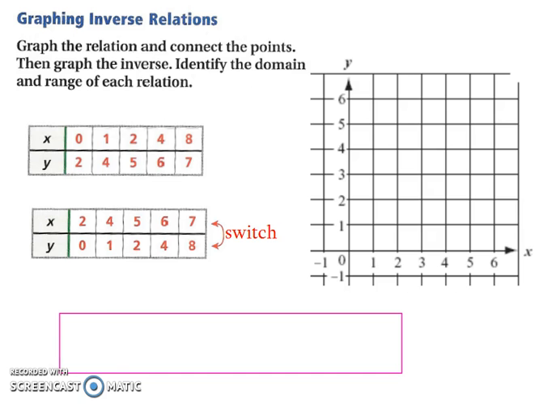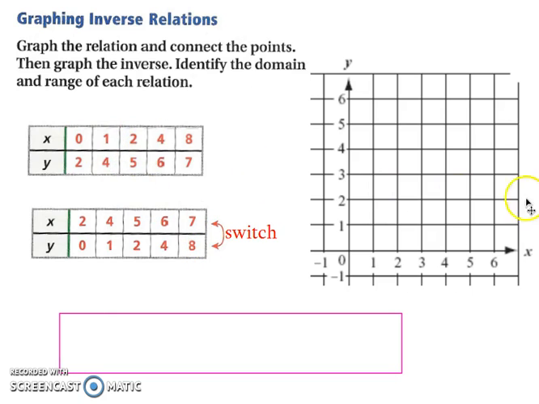Let's look at graphing inverse relations. Graph the relation and connect the points, then graph the inverse. Identify the domain and range of each relation. So when you're trying to graph inverse relations, start with your original table. To graph the inverse of that, simply switch your x and your y.